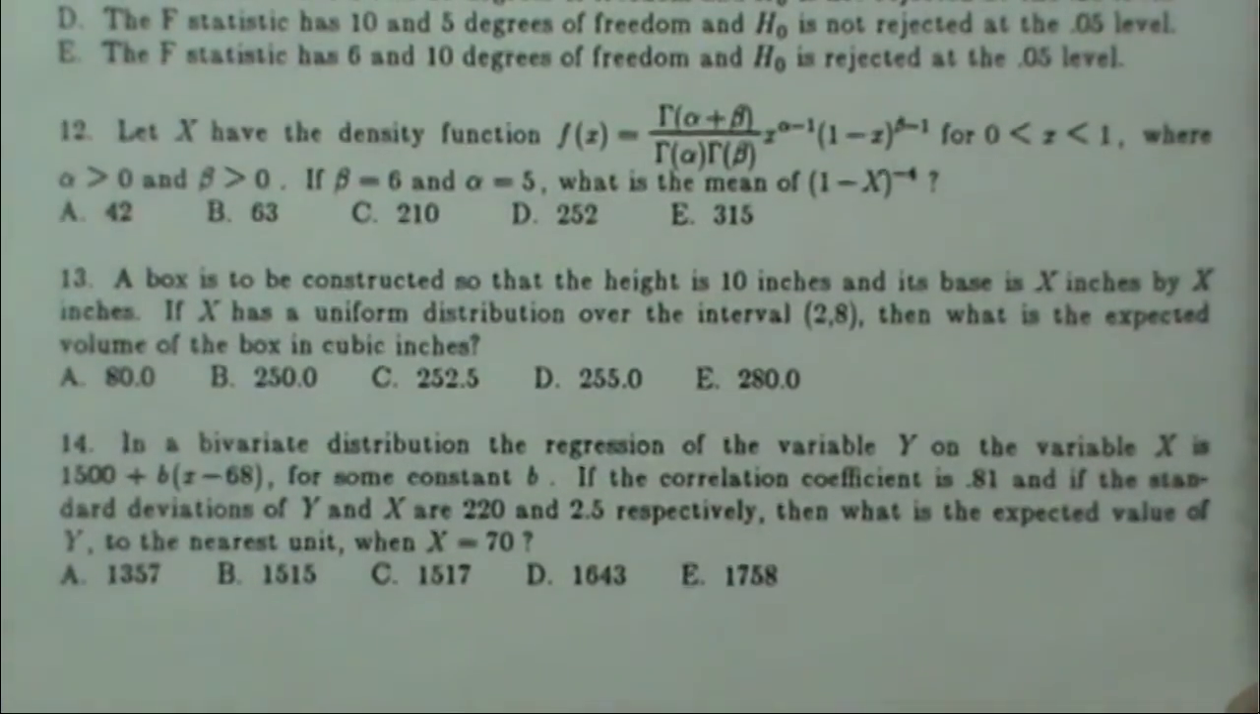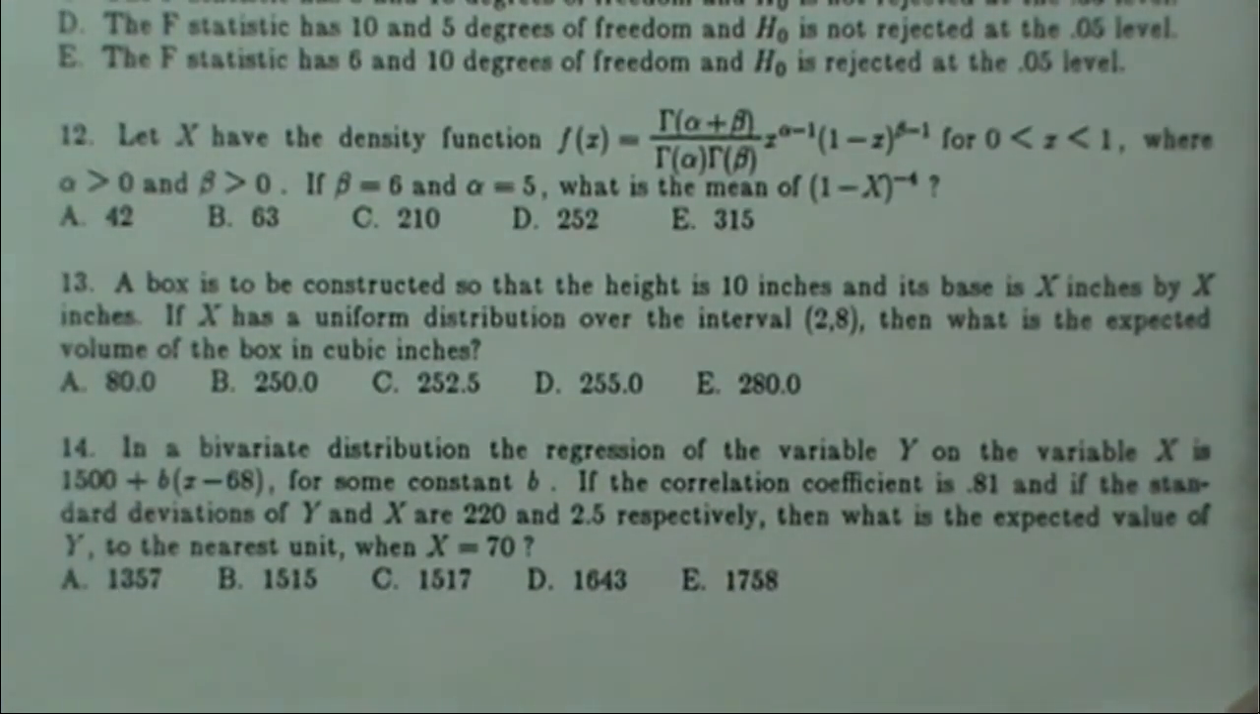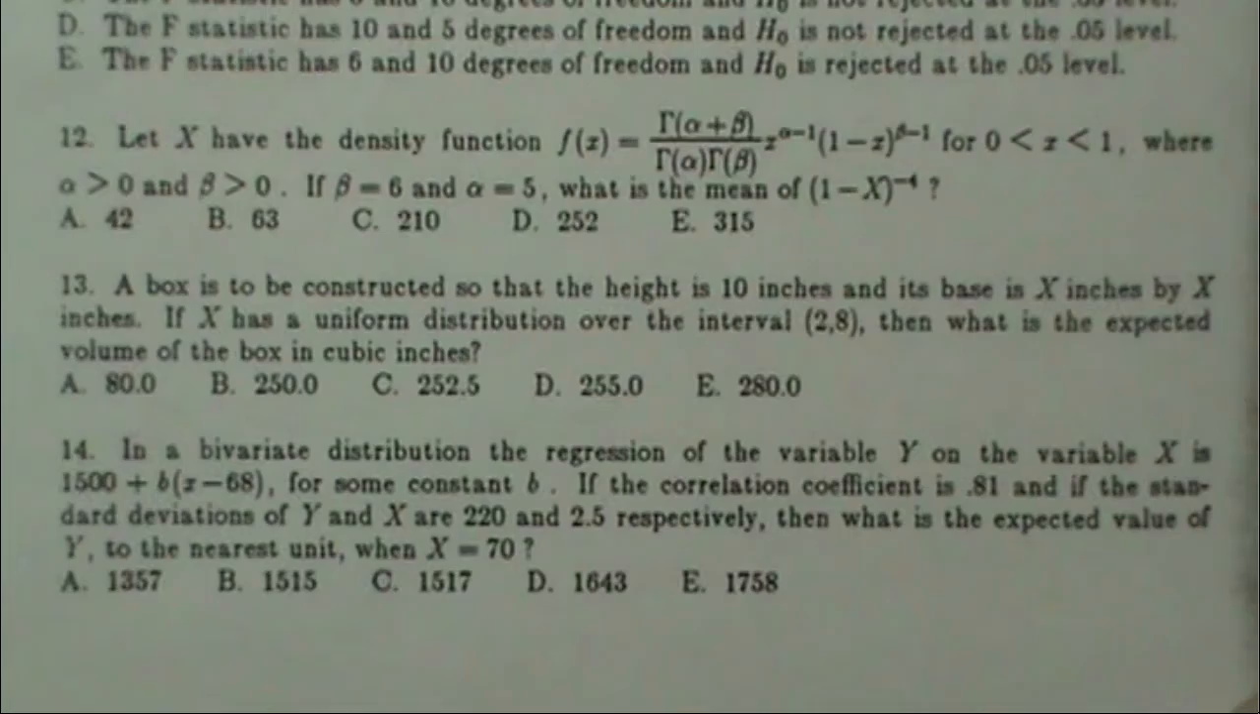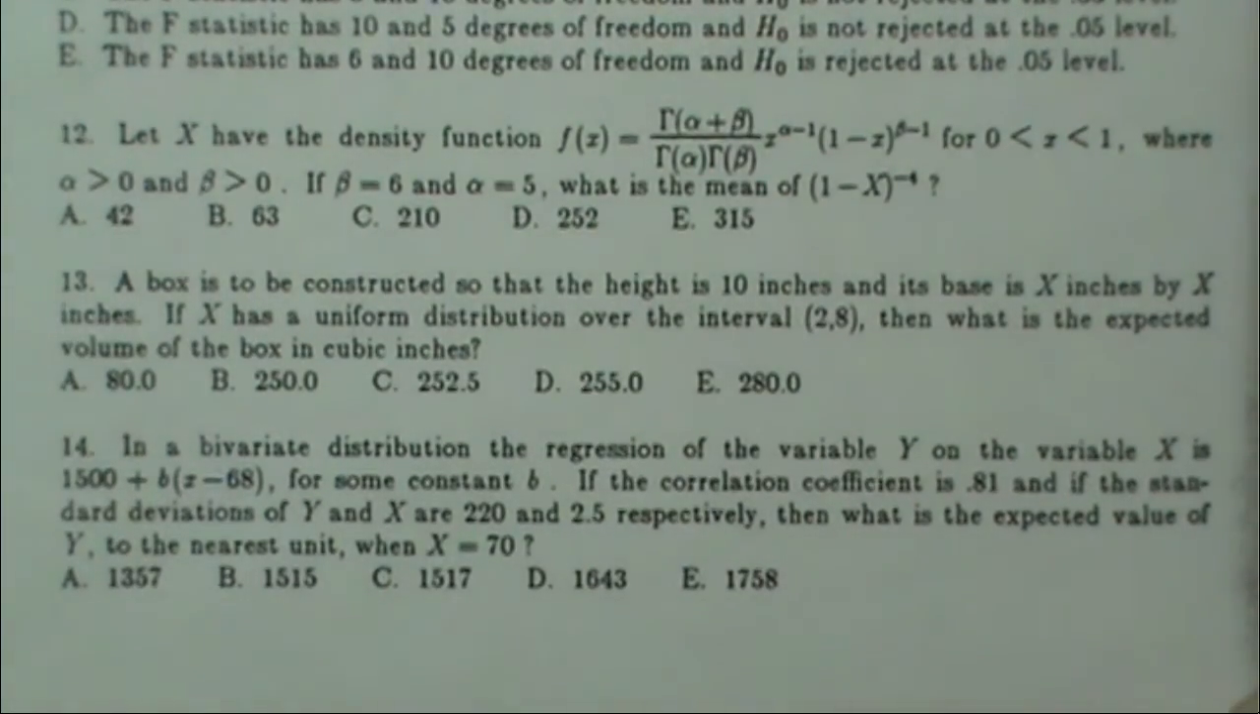Number 13, a box is to be constructed so that the height is equal to 10 inches and the base is x inches by x inches. If x is a uniform distribution over the interval 2 to 8, then what is the expected volume of the box in cubic inches?